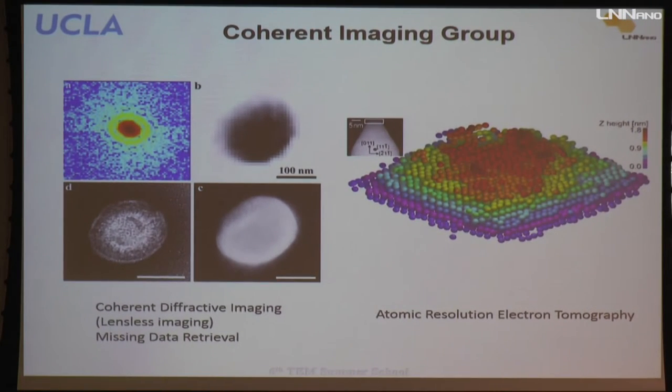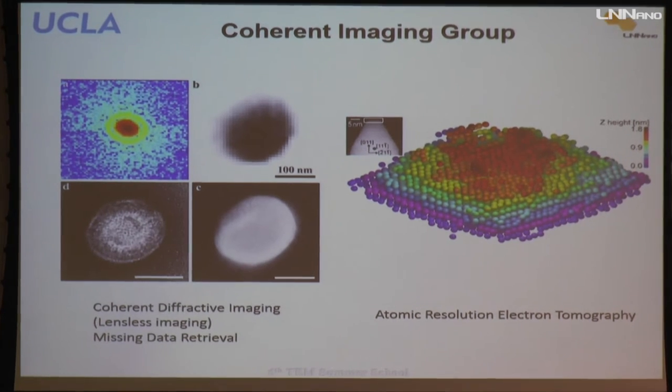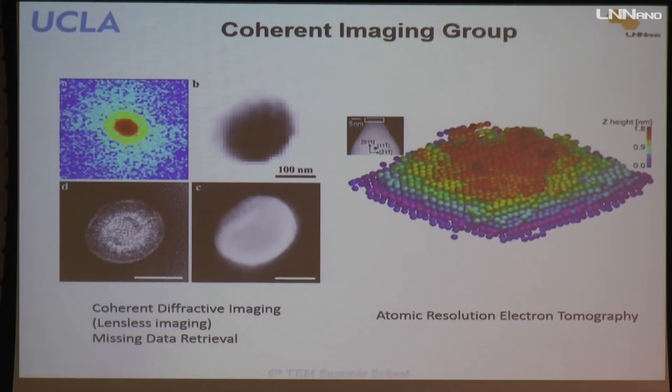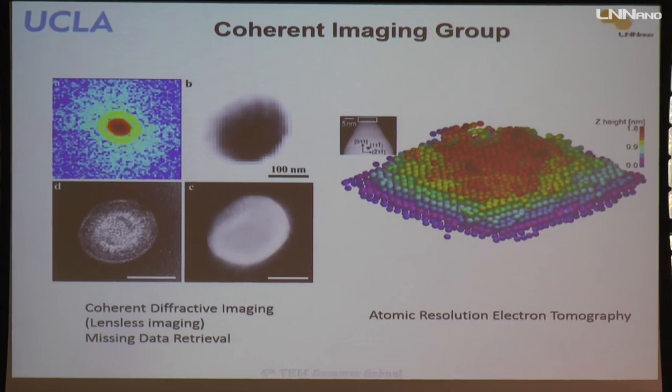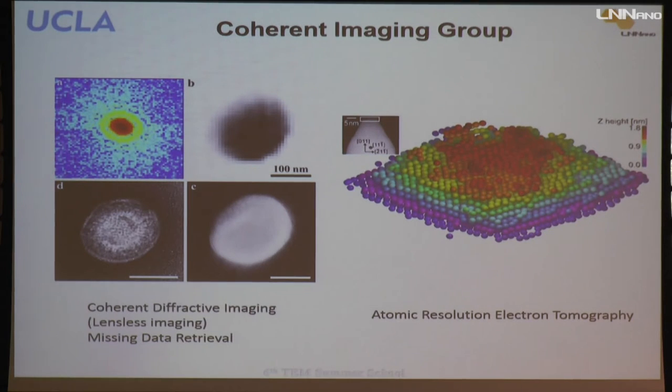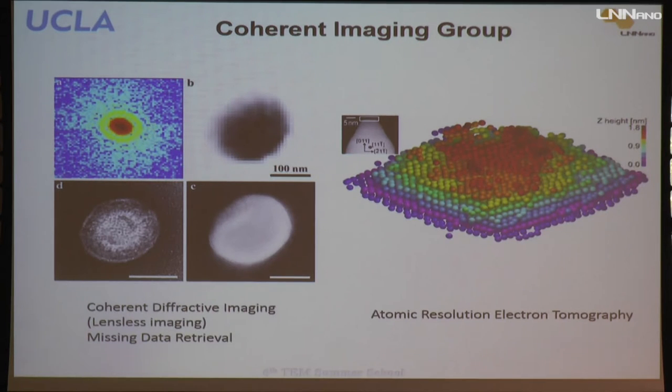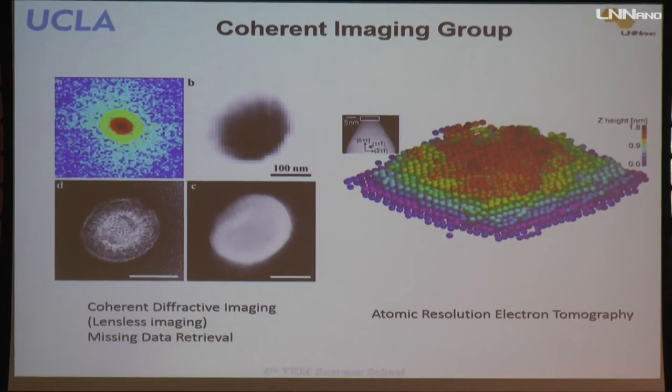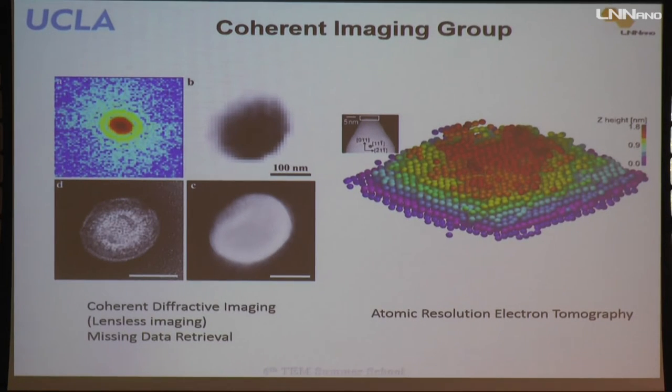Atomic resolution electron tomography is a completely different one. Coherent imaging is usually done with X-rays, while this one is electron microscopy, but the same principle applies. In electron tomography, we have to take a tilt series. But our samples usually get damaged easily by electron dose, so we cannot take many, many projections. We have to minimize the number of projections we take for the tomography tilt series. As a result, we get a lot of missing data during the tilt series measurement.